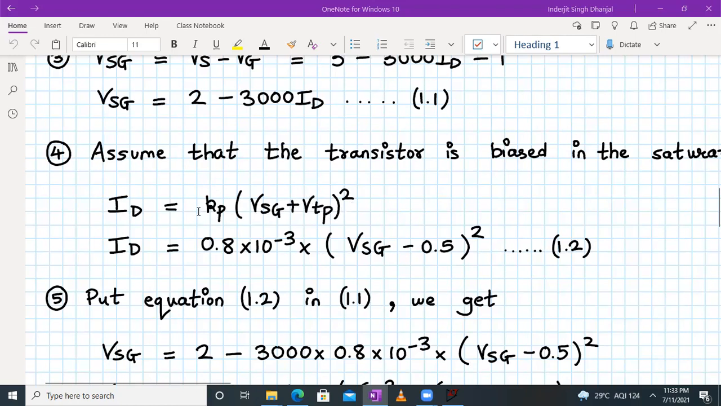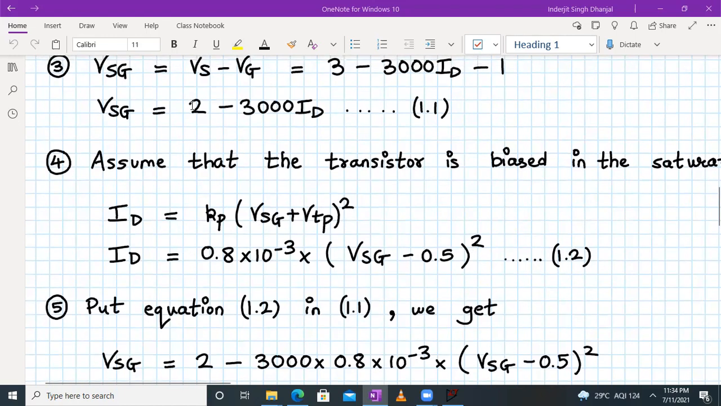Now the values of Kp and VTP are given to us as 0.8 milli and minus 0.5. So we substitute the values. We get ID as 0.8 milliamperes into VSG minus 0.5 the whole square. This becomes equation number 1.2. Now, if you carefully see equations 1.1 and 1.2, there are two unknowns, VSG and ID value. So we have to solve them together to find the two unknown values.